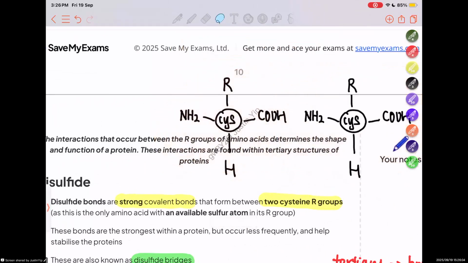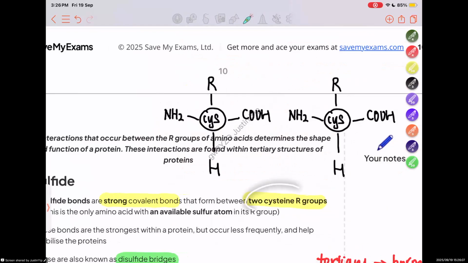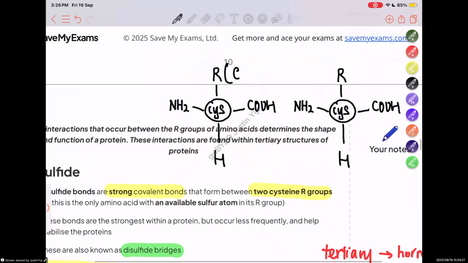For example, right now you have two cysteine R groups, here and here. Maybe this R group has one carbon, no matter the R group here. For example, we have carbon here, and for this one we also have carbon. So they will form a disulfide cross-link between the R groups of these two cysteine amino acids.